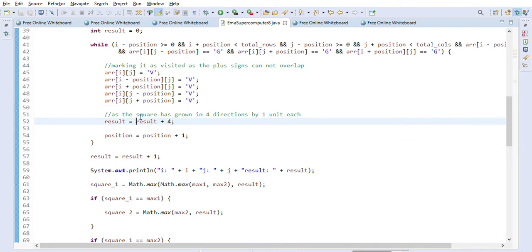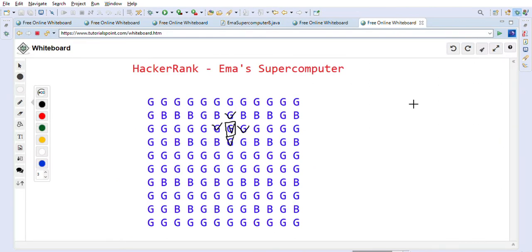It means that we have expanded 4 more cells, and position will go to position plus 1. So now you got 4 more cells. Now position will be 2. Initially position is 1, now position became 2. So let's consider now why 2 and what we will do with that 2. It means that now we will go to these 2 positions here: 2 positions right, 2 positions down, 2 positions left, and 2 positions up. We will check these things to see if one more expansion is possible.